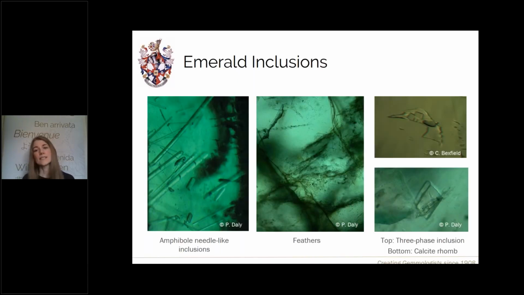Finally, we can have some calcite rhombs, or well-defined mineral inclusions within our emeralds. And these calcite rhombs are quite fun to find because they are so distinct and so well-defined. And you can see them in emeralds from places like Brazil.